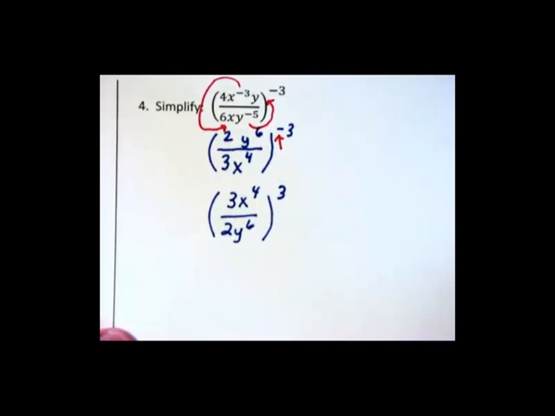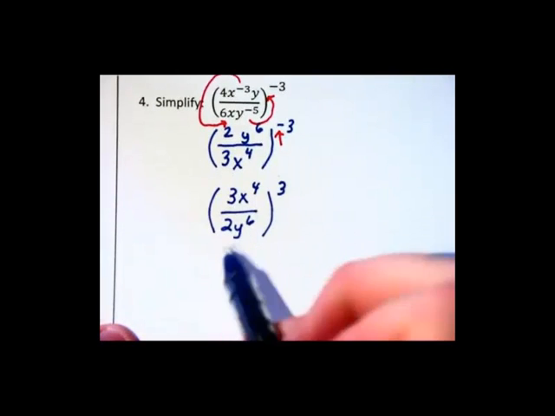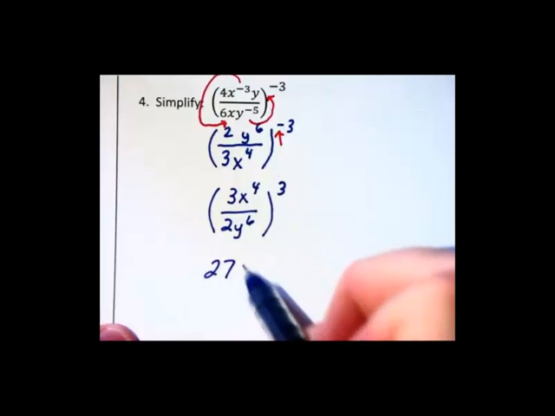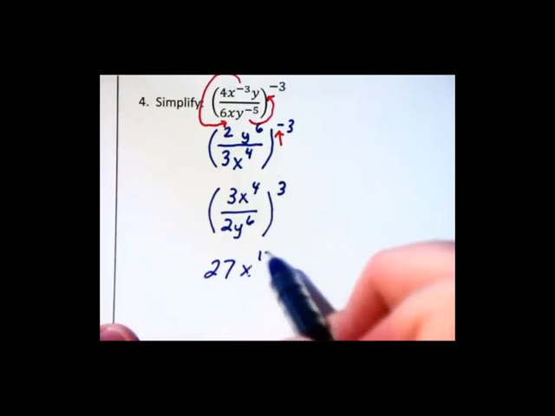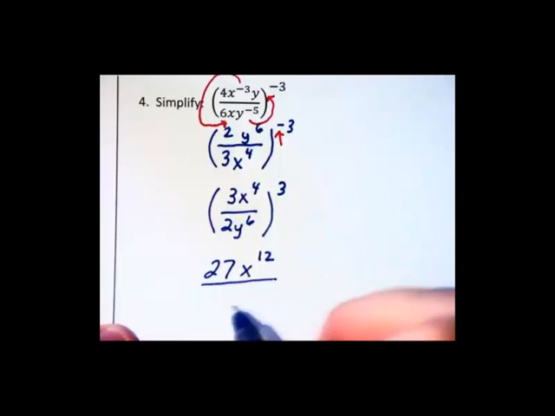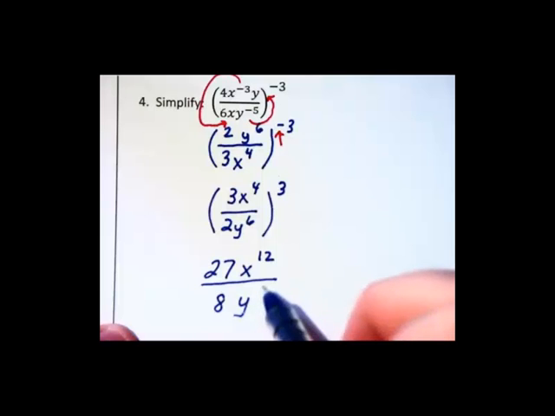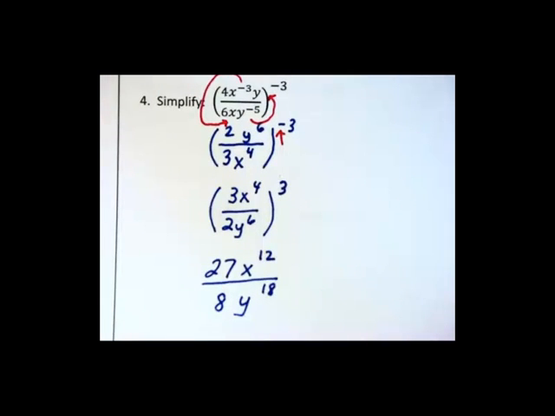And then I'm going to actually do the raising to that 3rd power. 3 to the 3rd makes 27. Multiplying exponents, I get x to the 12th. Down below in the denominator, 2 to the 3rd makes 8. And multiplying exponents, I get y to the 18th. And that is the answer, which does not reduce any further.